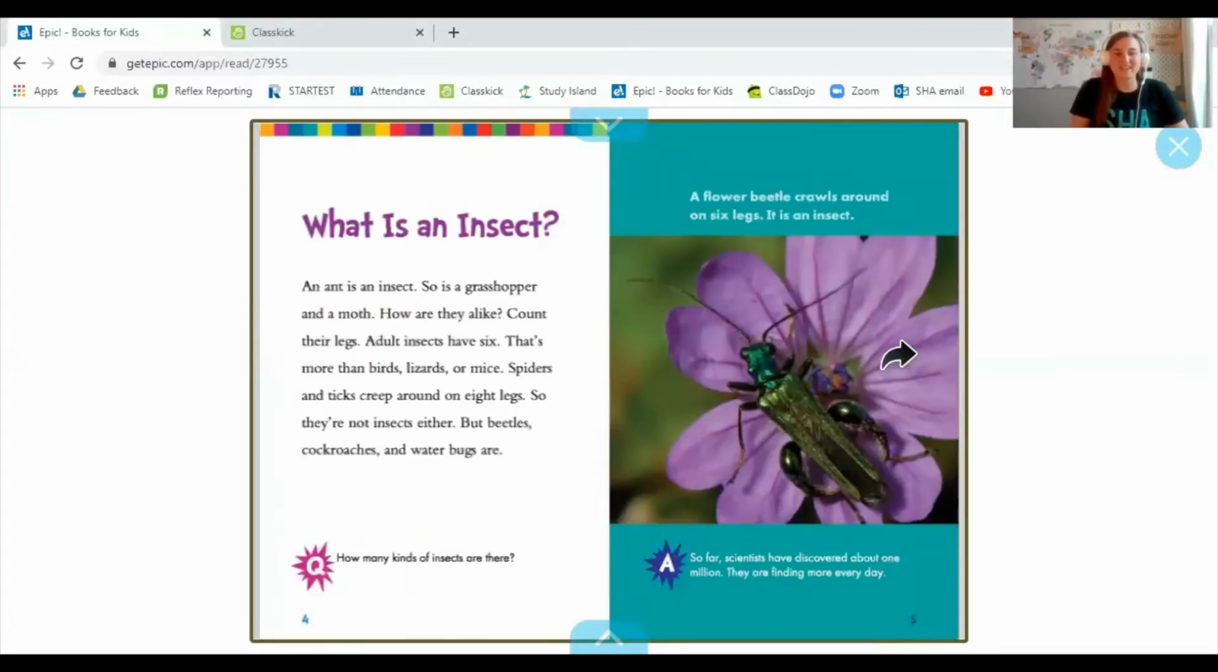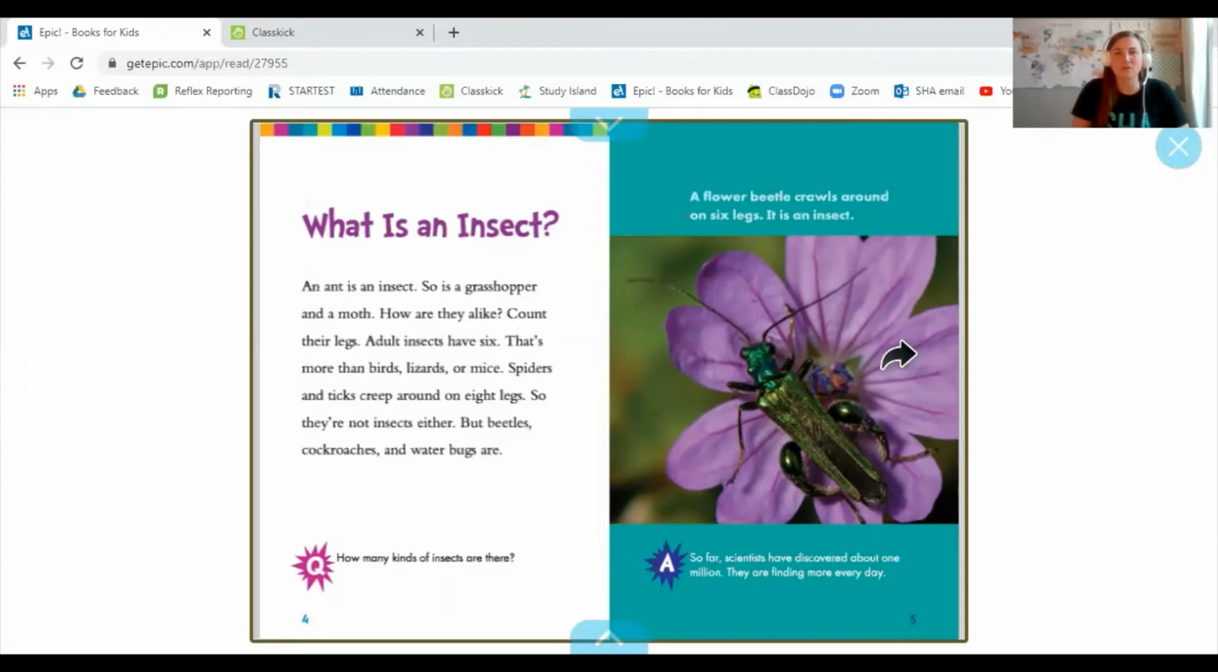What is an insect? An ant is an insect. So is a grasshopper and a moth. How are they alike? Count their legs. Adult insects have 6. This is more than birds, lizards, or mice. Spiders and ticks creep around on 8 legs, so they're not insects either. But beetles, cockroaches, and water bugs are.